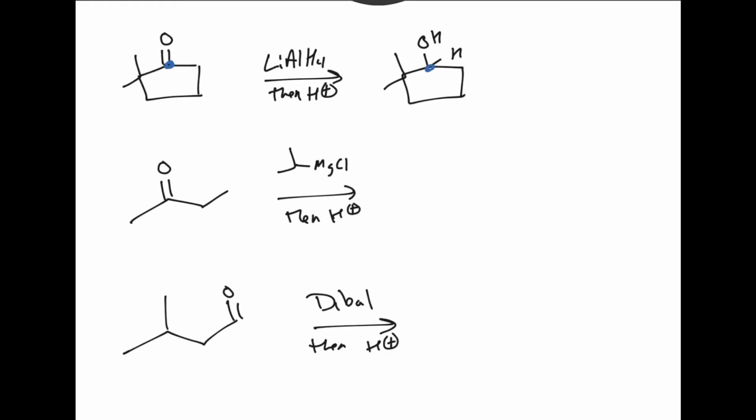So what am I going to get for this next one? Ketone plus organometallic. I'm guessing it's an alcohol again. So I've got 2 carbons on my carbonyl carbon, and I'm adding a third. So what kind of alcohol am I going to make? A tertiary alcohol, right? Because I'm going to have 3 carbons now on the carbon that has the alcohol. Start out with 2 from the ketone, add 1 from the organometallic.